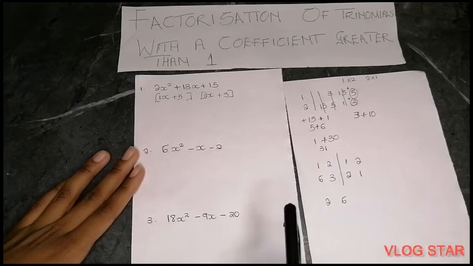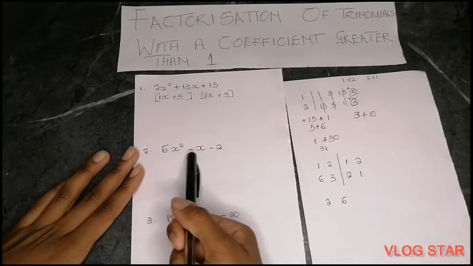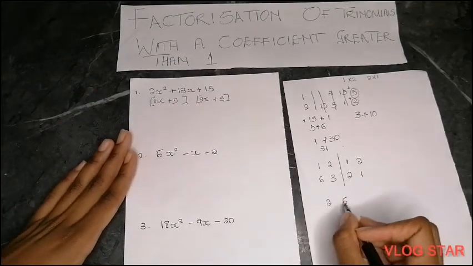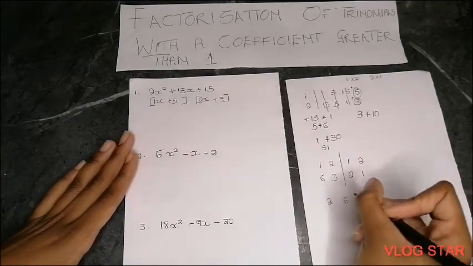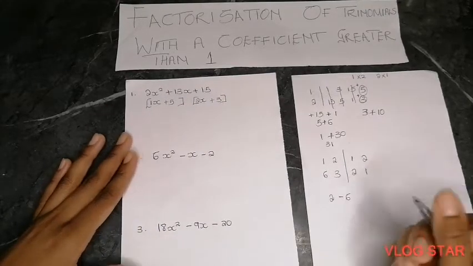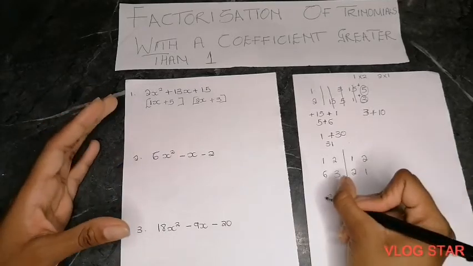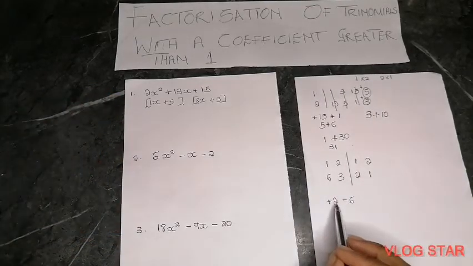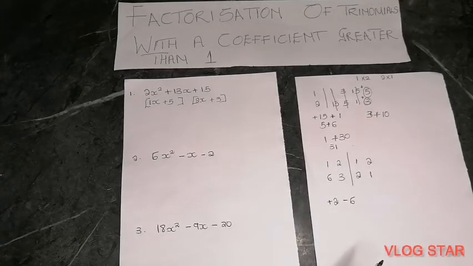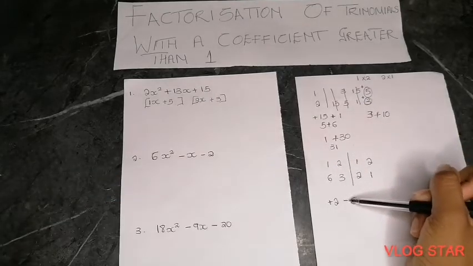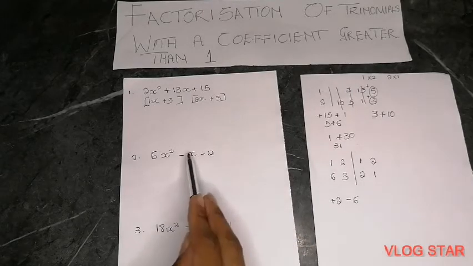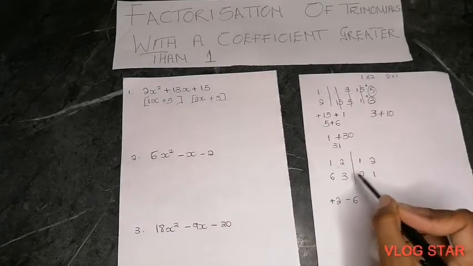So the bigger number takes the sign of the middle term, and then the smaller number will take an opposite sign. So which is the bigger number here? The bigger number is 6. 6 will take the sign of the middle term, which is a negative sign, and then 2 will take a positive sign. So positive 2 minus 6, it's minus 4, meaning that this one is not working for us, because we want minus 1. And then we're moving on.